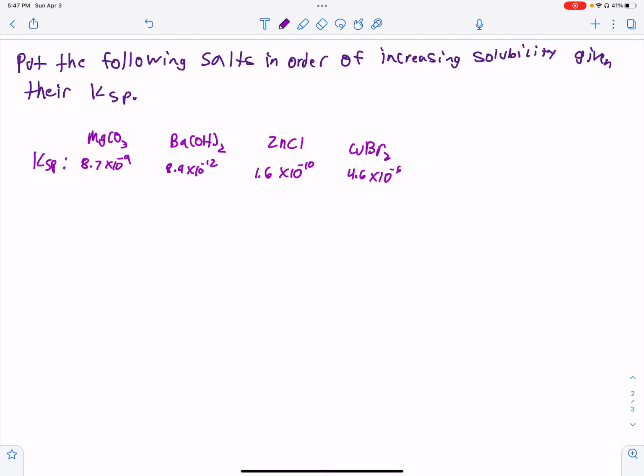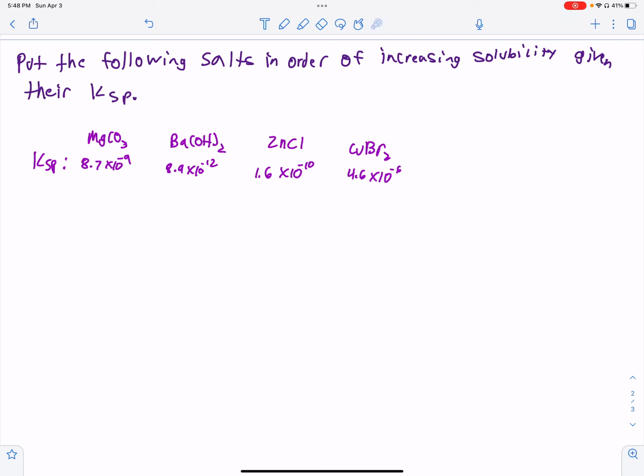Okay, so what do we do here? The problem is that the Ksp alone is not enough to justify how soluble a salt is. What we really need to classify a salt's solubility in comparison to another is the molar solubility. So we need to find the molar solubility of each of these salts. I'm going to make the Ksp expression for each of these salts. Rather than go through that whole ICE table process, I'm just going to go straight to the Ksp expression. I'm going to walk us through it.